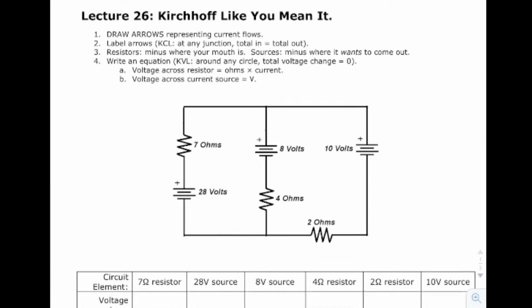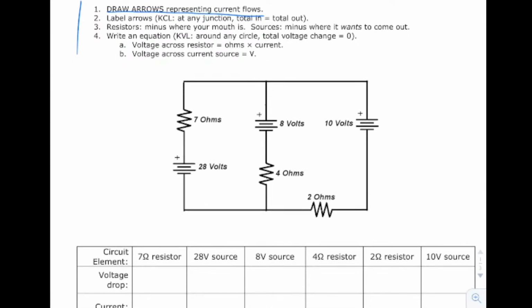So I've written the steps up here for reference, and the first thing always is to draw the current. Draw arrows representing current. So looking at this circuit, how many branches do you see? How many different flows are there? How many different currents are there?